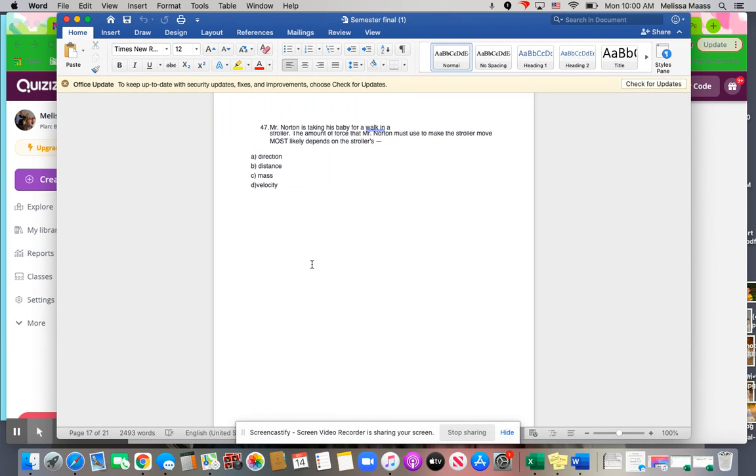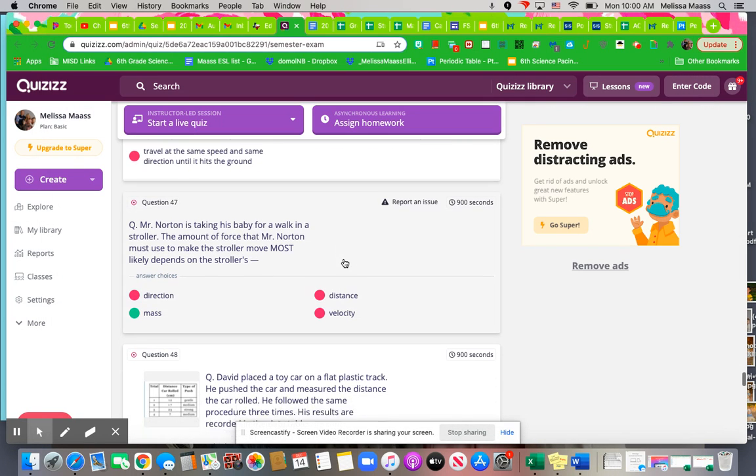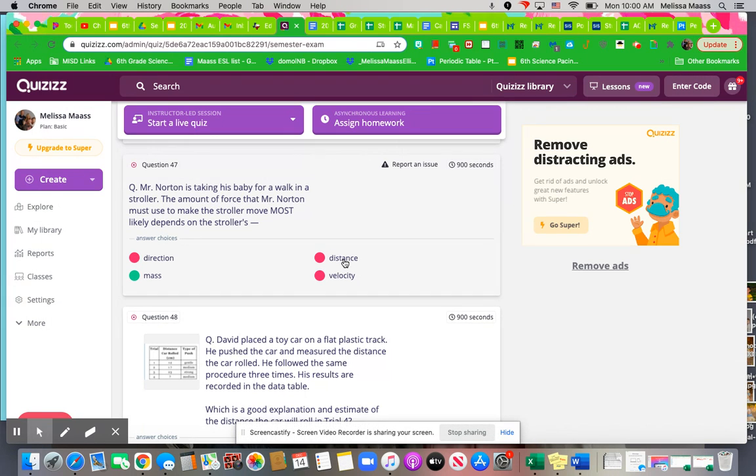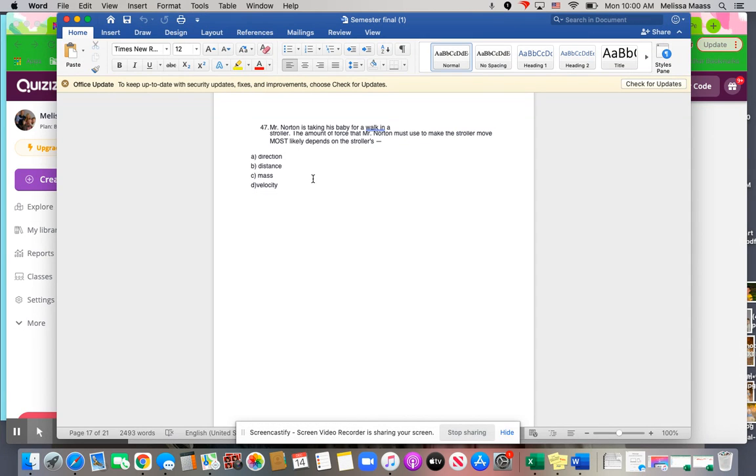47. Mr. Norton is taking his baby for a walk in a stroller. The amount of force that Mr. Norton must use to make the stroller move most likely depends on the stroller's direction, distance, mass, or velocity. It's going probably to depend on the mass, okay? How much mass, how much stuff is really that object is made out of, okay? So it's mass.